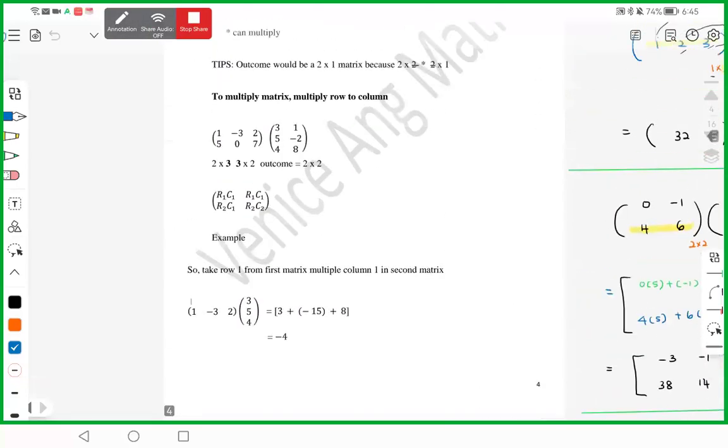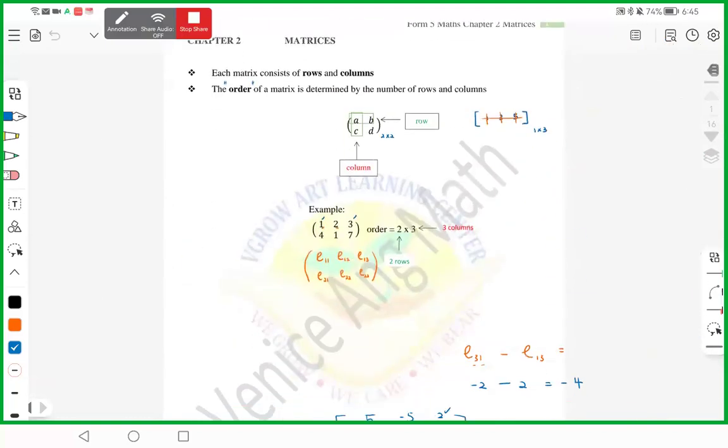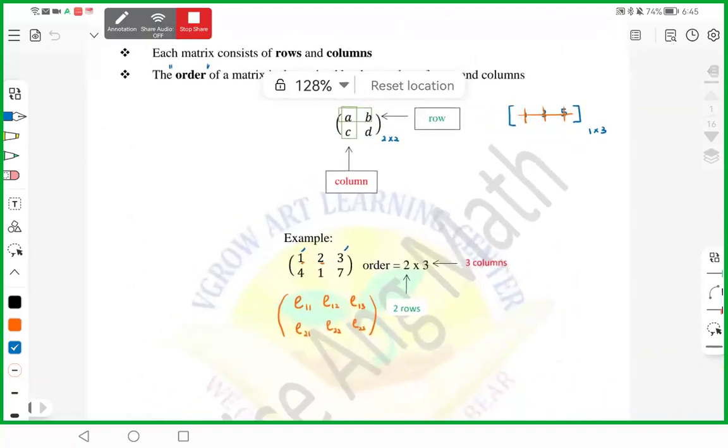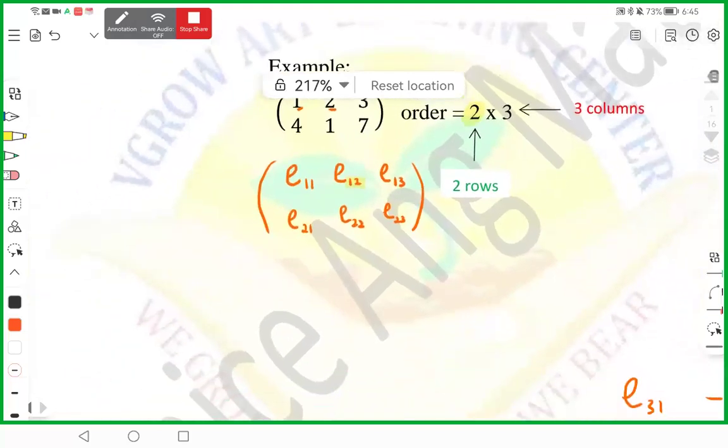Okay, so a quick one. We go back to what we have learned in chapter 2. First thing first, what must we know? The order. Just now we emphasized the order: how many rows, how many columns, and then the position of each element, E11, E12. So E12 means first row, second column. It must be row, then only column, cannot change the sequence. Horizontal, then only vertical. Rows, columns.